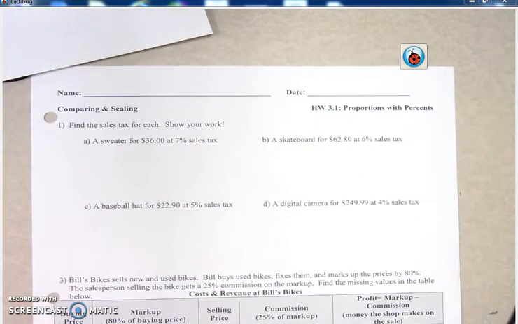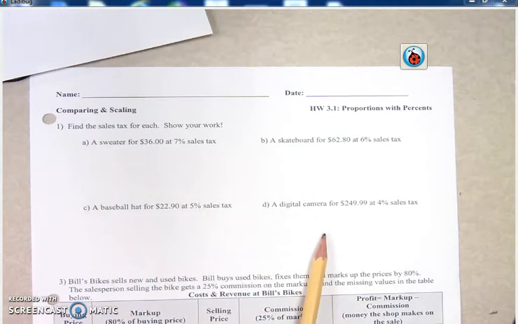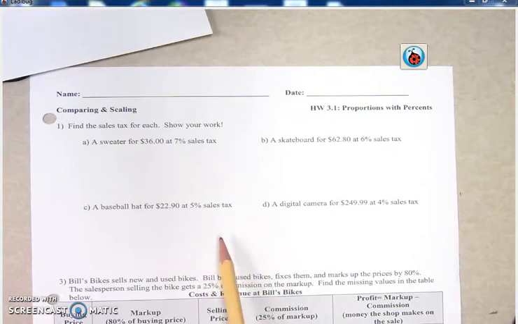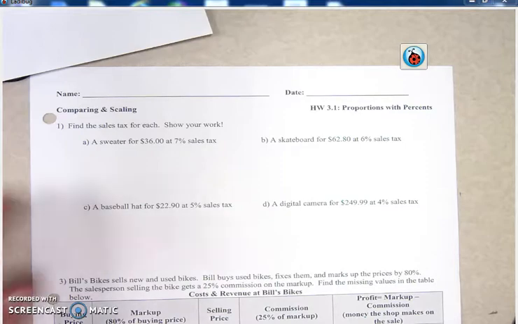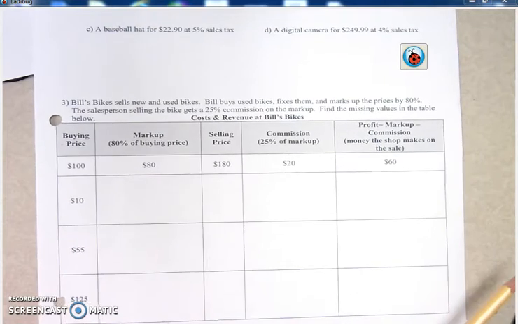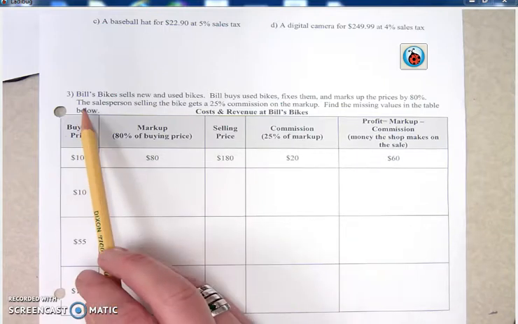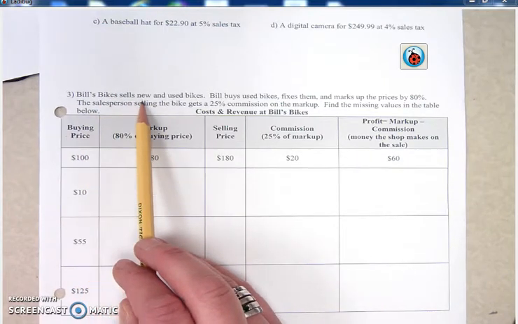For homework then, we have a worksheet, and at the top of the worksheet you're just finding sales tax, and you can use percent proportions to do that, or any other strategy that you think would be easy for you to use. Those should be pretty simple. But down here, this is a very complicated table. So the table works like this, and this document is available so that you can write on it. It's a PDF. Bill's Bikes sells new and used bikes.